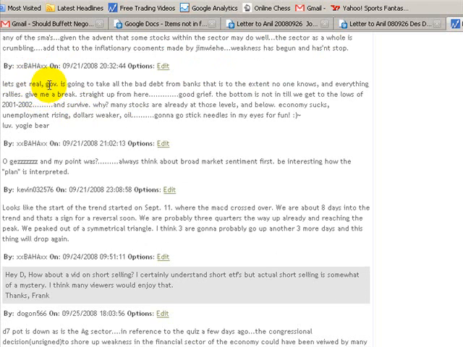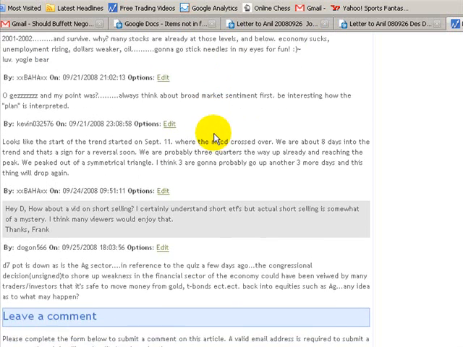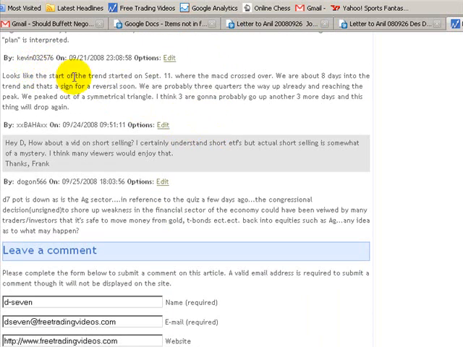Baha: let's get real. The government stinks. This is my favorite part right here. Every time I read it, it cracks me up. The economy sucks. It's the economy, stupid. Anyway, Kevin, looks like the start of a trend starting on September 11th. And you talk about a lot of the trend itself. Very nice. And reaching the peak, you're saying we are probably 3/4 the way up, already reaching the peak. We peaked out on a symmetrical triangle. Very nice symmetrical triangle.